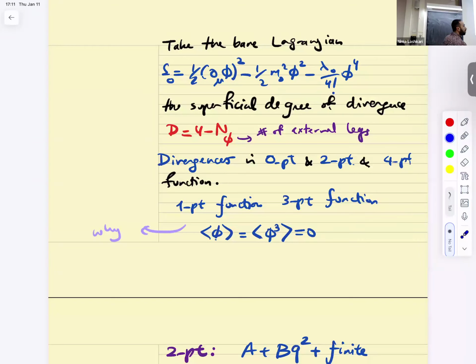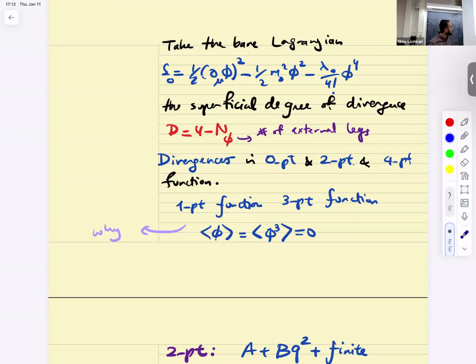Why? Any thoughts? I explained the case in QED. What was the principle in QED? What told you that you couldn't have it? In QED, it was Lorentz. Correct. So it was a symmetry. There was a symmetry that was keeping the vacuum invariant under it. But the operator of interest, in that case A mu, was not invariant, therefore the 1 point function had to vanish. Here, it's phi, so it has to be symmetry.